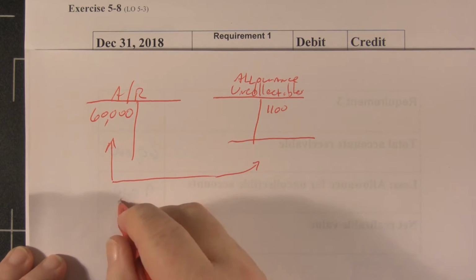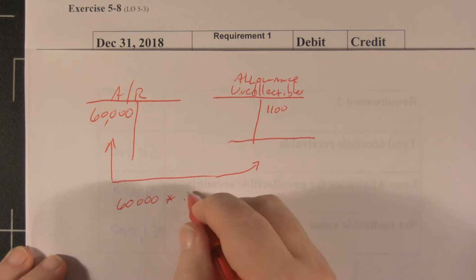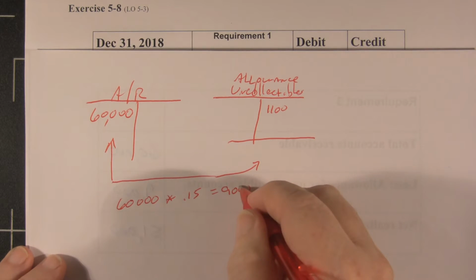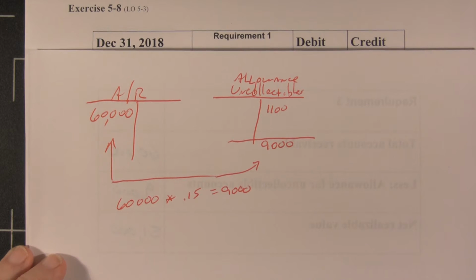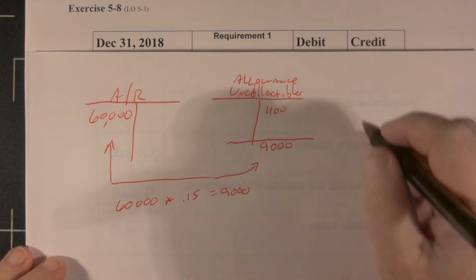Well, $60,000 times 15% is $9,000. That's all the facts that they've given us. They want us to now compute the bad debt expense and the year-end closing entry.